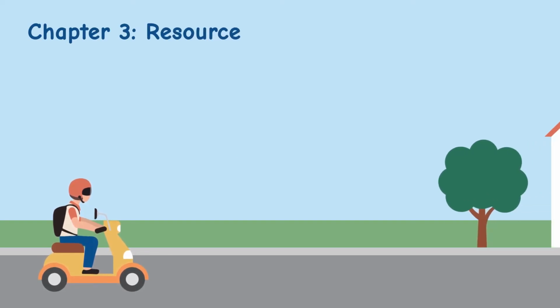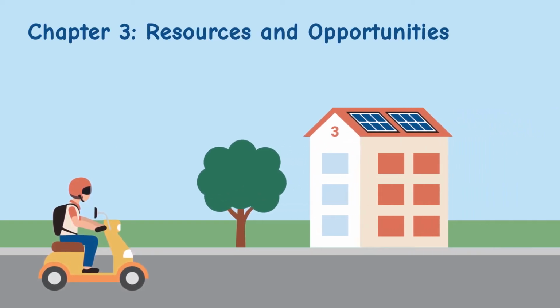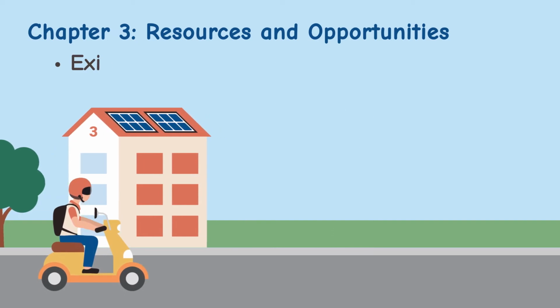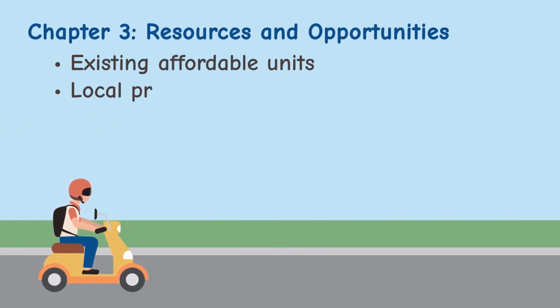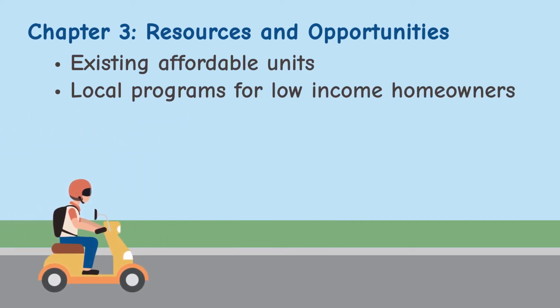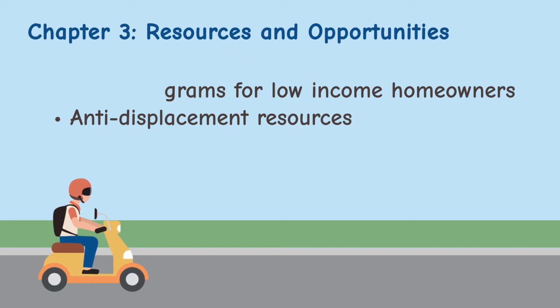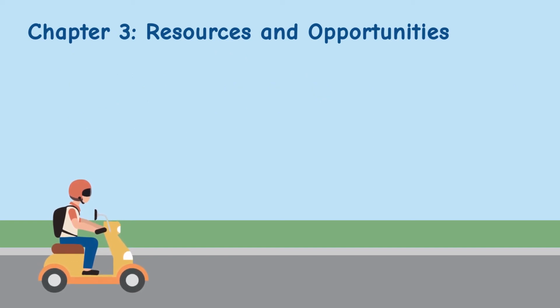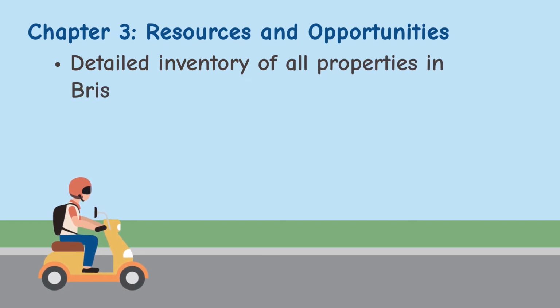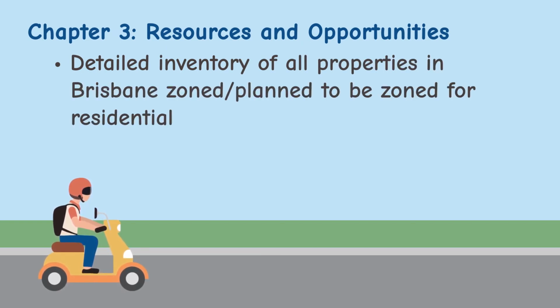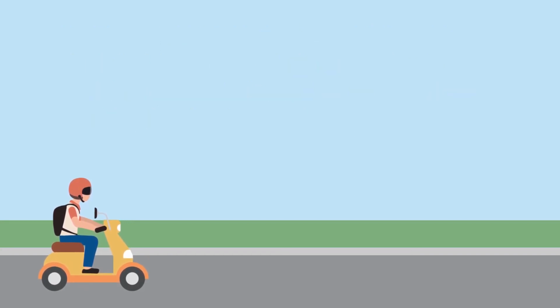Chapter 3, Resources and Opportunities, discusses the city's housing resources, like existing affordable housing units, local programs that help low-income homeowners maintain their homes, anti-displacement resources that help renters and homeowners stay in Brisbane, and other existing programs related to housing. Most importantly, it provides a detailed inventory of all properties in the city that are zoned for residential development or plan to be zoned for residential development, like the Baylands, which is undergoing a specific planning process right now.